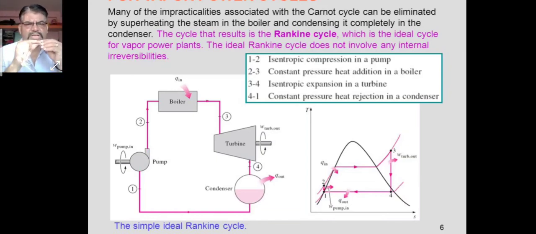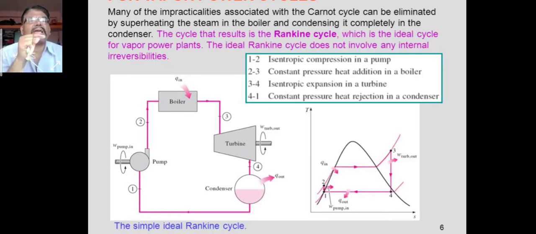Now we can see the parts, that is the boiler, the turbine, the condenser and the pump, and how they can be represented on the TS diagram. The cycle is completed in 4 processes. Between 1 to 2 we have taken the pump. So from 1 to 2 the process happening is isentropic compression in the pump.